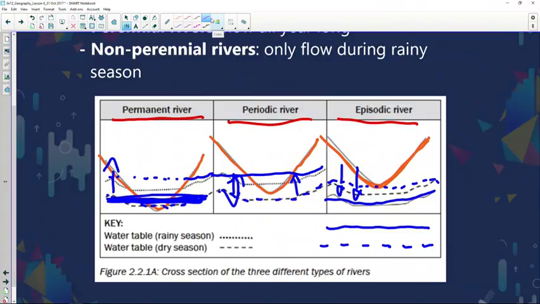Now in South Africa, we are fortunate enough to have an extra type of river, and that's known as an exotic river. I just need to get my spelling correct over here.